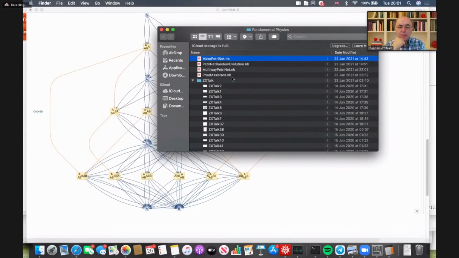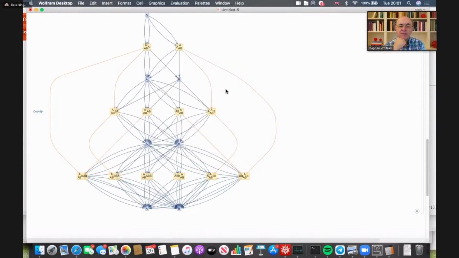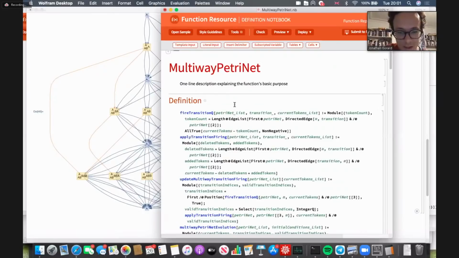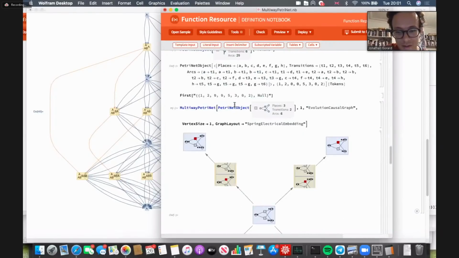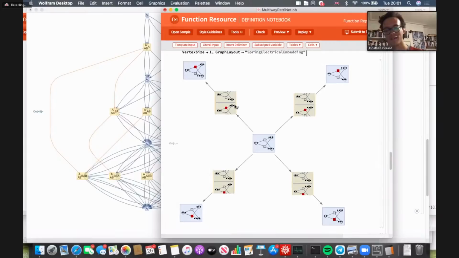Wait, make Petri net. Let's look at a Petri. This might be the incomplete function repository function. Yeah. Okay. There we go. Here's a multiway Petri net. It's very swank. Okay, so let's understand.